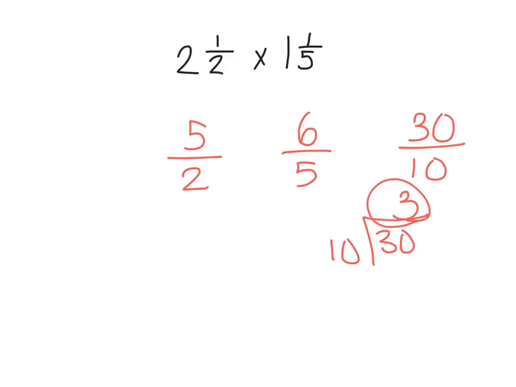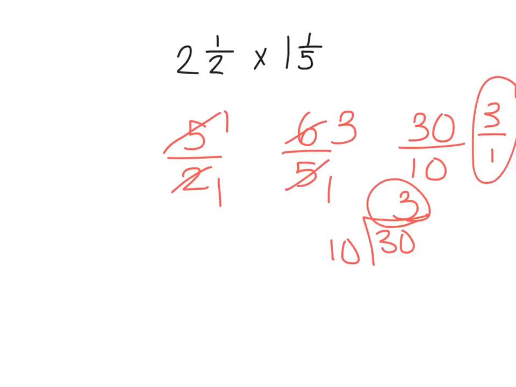Or I could have said, 5 and 5 divided by 5 are both 1. And I can divide 2 and 6 both by 2. 2 divided by 2 is 1. 6 divided by 2 is 3. And 1 times 3 would have been 3. And 1 times 1 is 1. And 3 over 1 is 3. So see how that works?